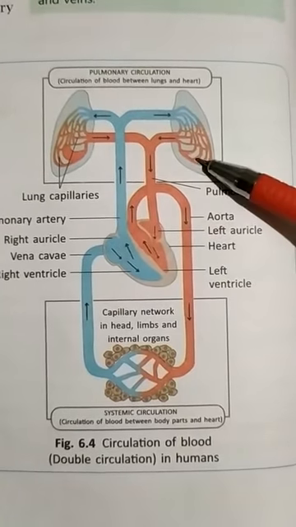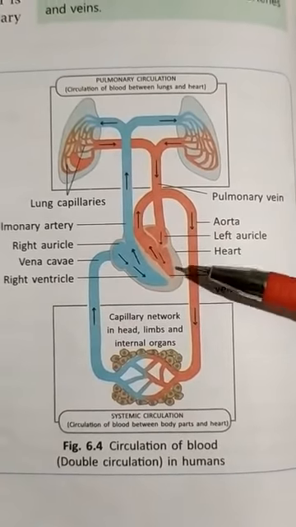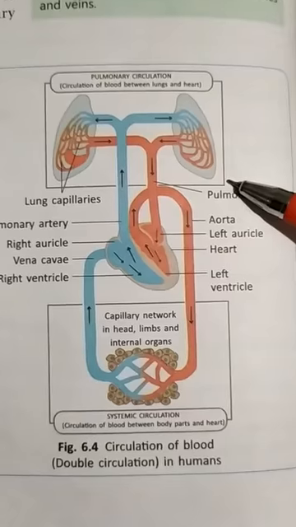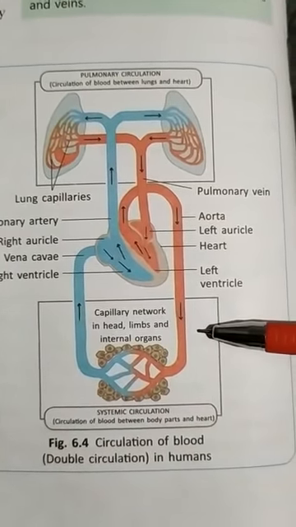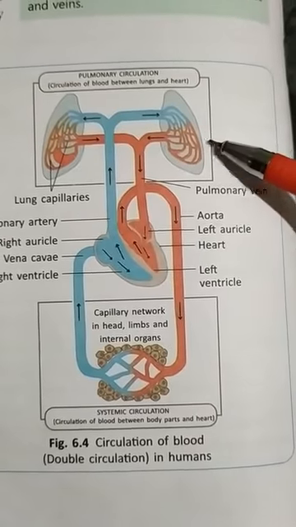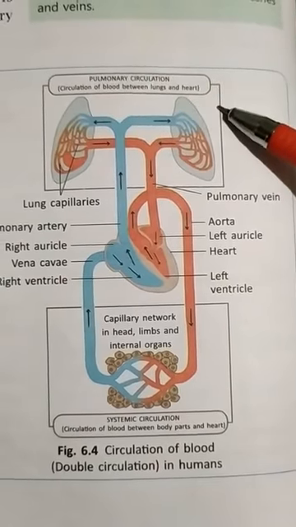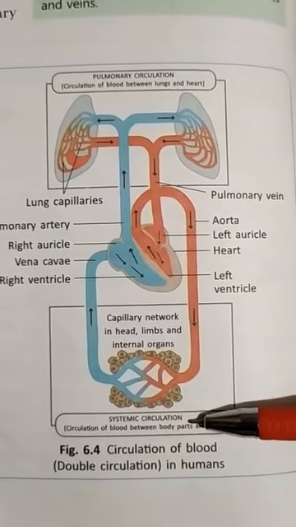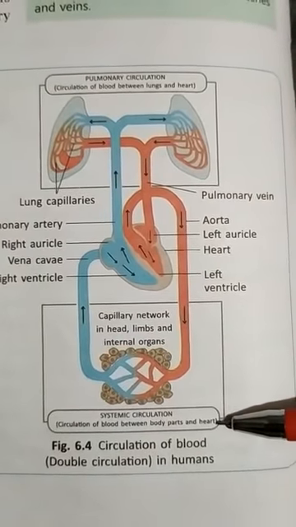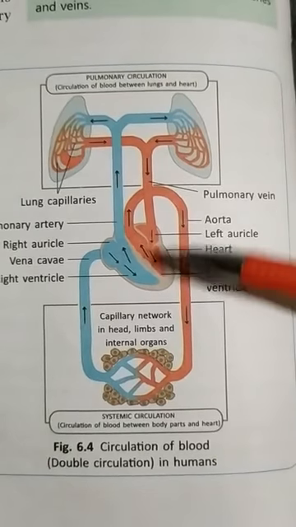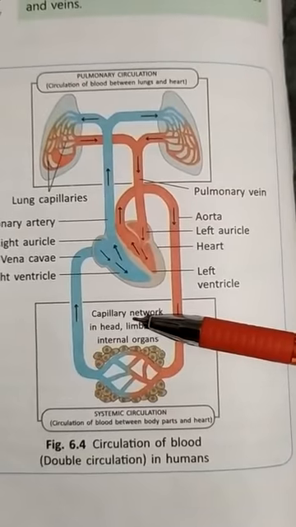So you need to know that there are two types of circulation in the body, two independent circulations, known as pulmonary circulation and the second one, systemic circulation. In pulmonary circulation, the circulation of blood is between the lung and the heart. However, in systemic circulation, the circulation of blood is between body parts and the heart. So this is the major difference between pulmonary and systemic circulation.